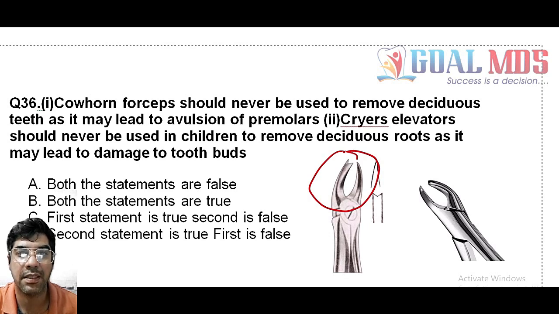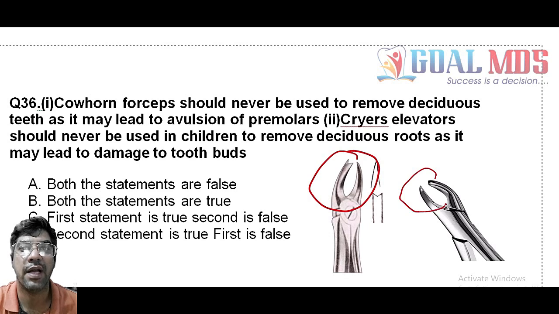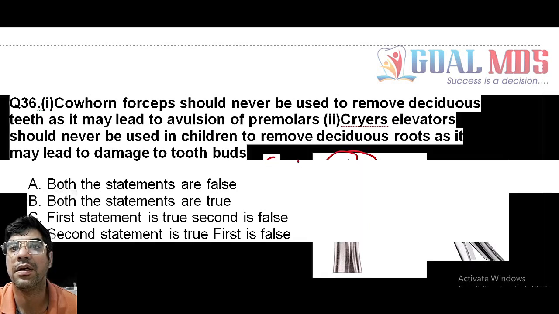The second statement, the Cryer elevators should never be used in children to remove the deciduous teeth as it may lead to damage. So these are the cow horn forceps.